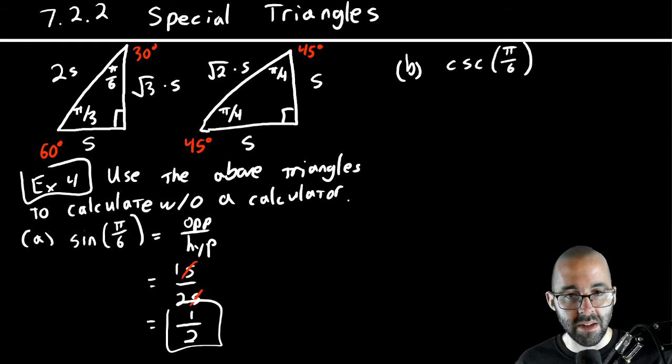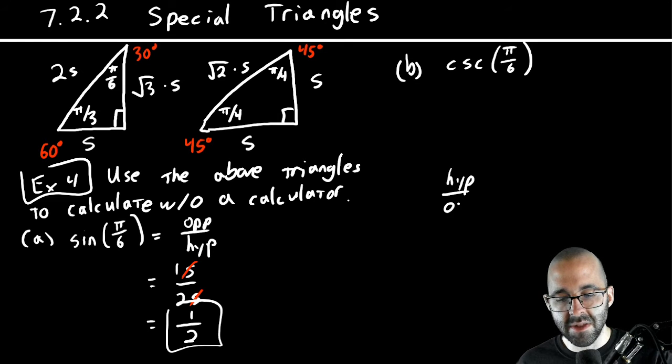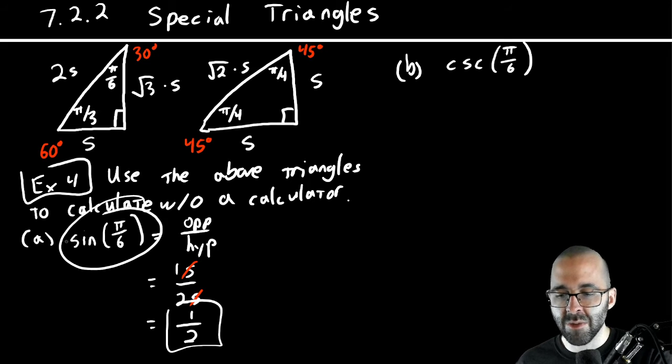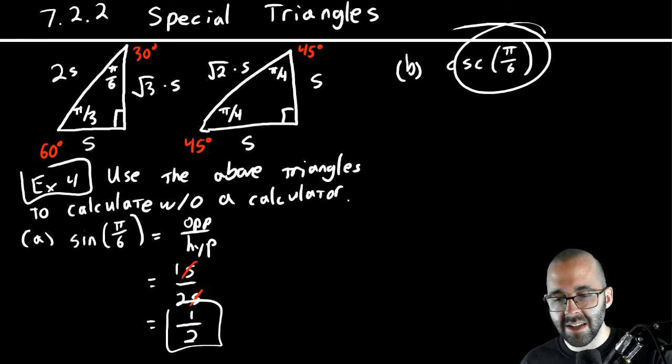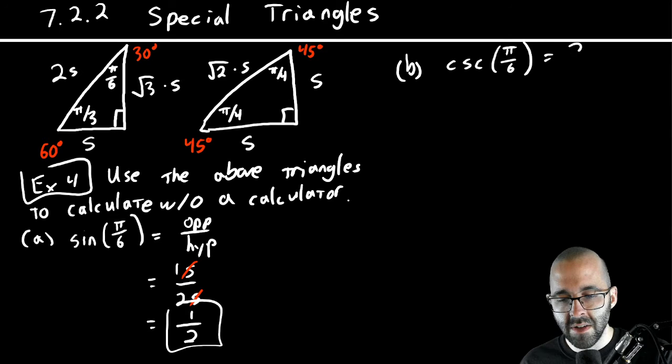So there's two ways of doing this. You could say, okay, sine is opposite over hypotenuse, so cosecant is hypotenuse divided by opposite. But why do more work when you can do less work? We already found sine of pi over 6, so cosecant is just the reciprocal of our answer from A. So it's just going to be 2. Cosecant is the reciprocal of sine.